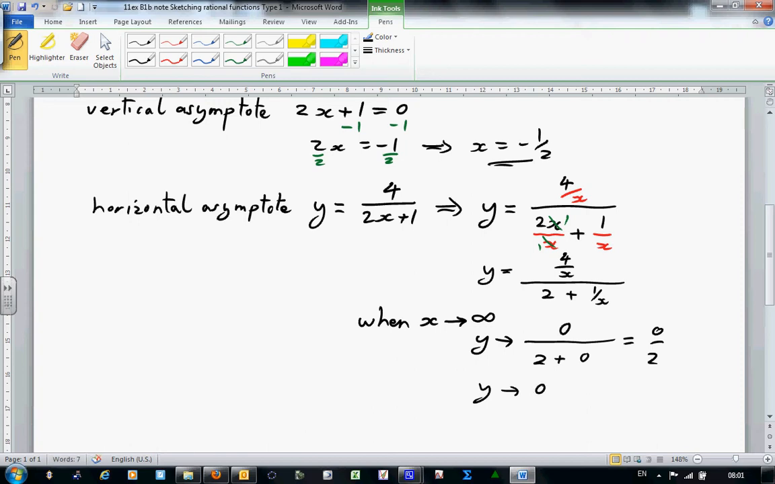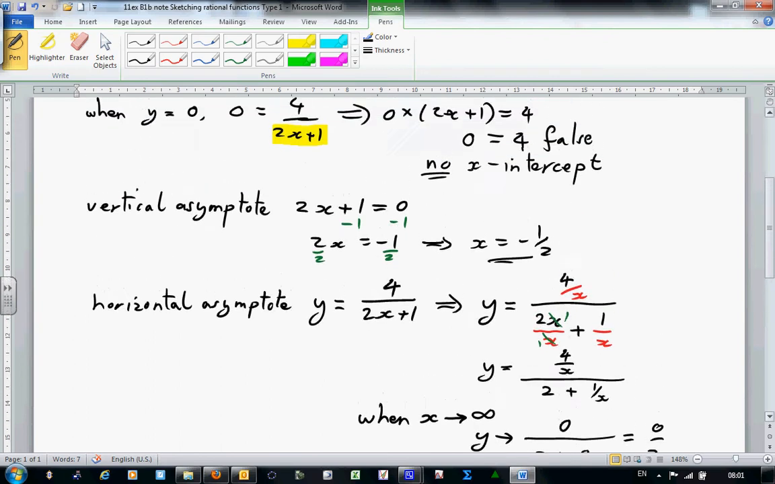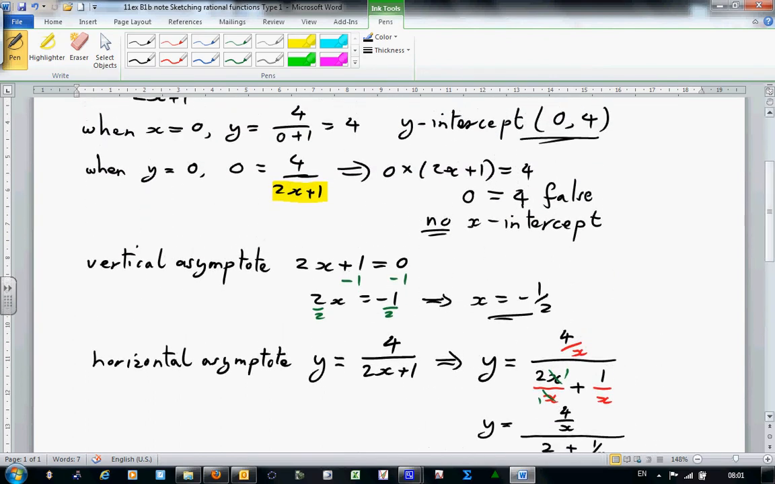These are what we call critical values. We've got our axes, x-intercepts and we've got our asymptotes. So let's have a see what we've got. We know the general shape is going to be a curve, and we can say this. Let's have a look down here.